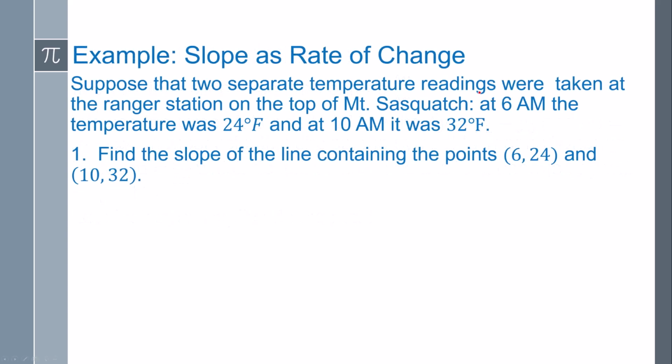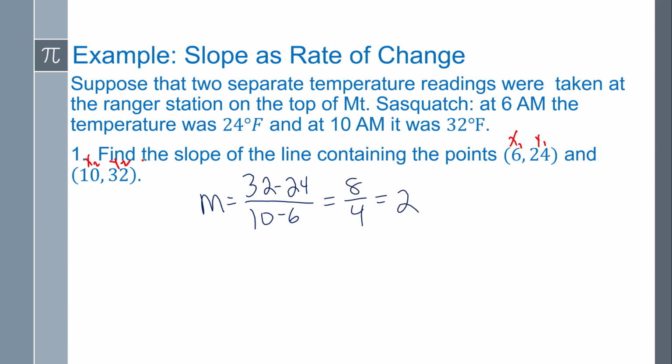So let's look at a quick example here. Suppose that two separate temperature readings were taken at the ranger station on the top of Mount Sasquatch. At 6 a.m., the temperature was 24 degrees, and at 10 a.m., it was 32 degrees. So find the slope containing the 2 points. Here's x1, here's y1, here's x2, here's y2. So y2 minus y1 over x2 minus x1, I get 8 over 4, which is 2.